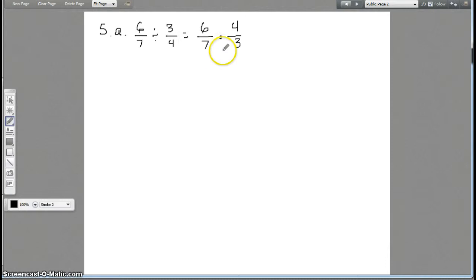We don't do canceling until we get it into product form. Okay, the 4 and the 7 can't cancel with anything, but the 6 and the 3, those can cancel with each other. If you divide both of those by 3, we get 2 and 1. Multiply across our numerator, 2 times 4 is 8. Multiply across the denominator, 7 times 1 is 7. Our answer is 8/7.